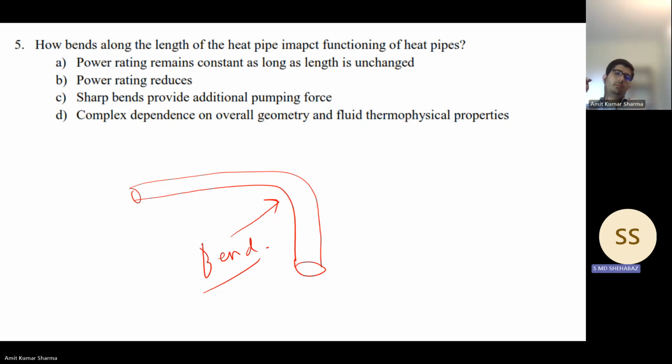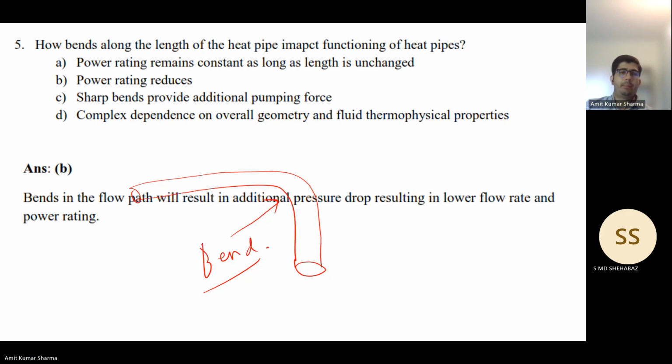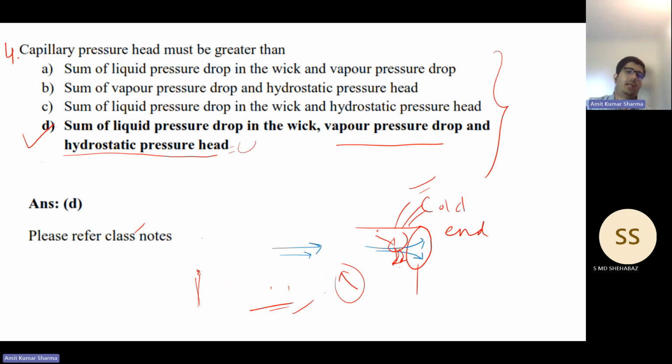Power rating reduces. Yeah, correct. Because the capillary action will not be as good as it was in the straight configuration. So the bends in the flow path will result in additional pressure drop. If there is a straight pipe, then we can see there are three pressure drops: like in the previous question, the liquid pressure drop in the wick, vapor pressure drop, and hydrostatic pressure head. So these three are for a simple case.